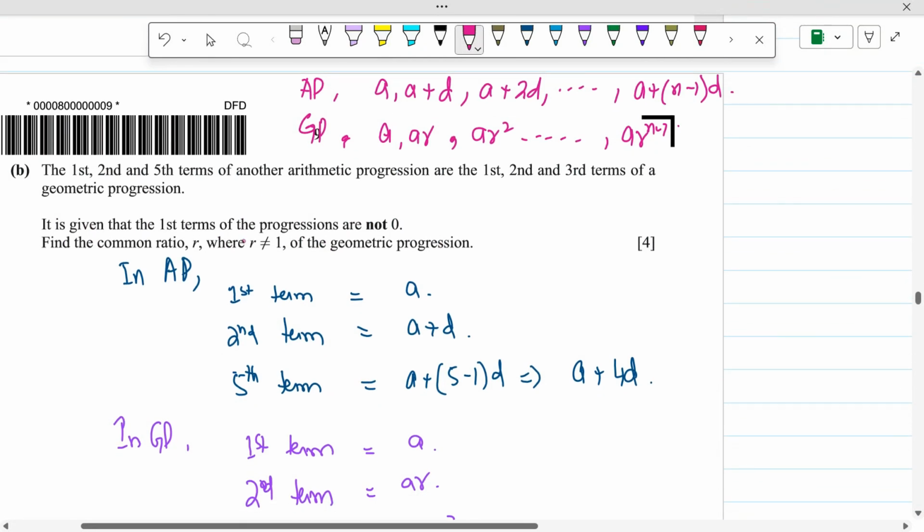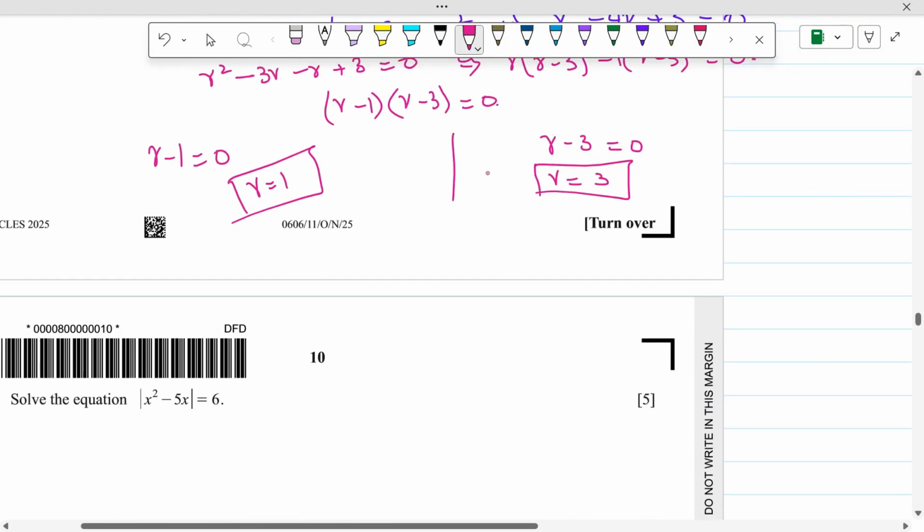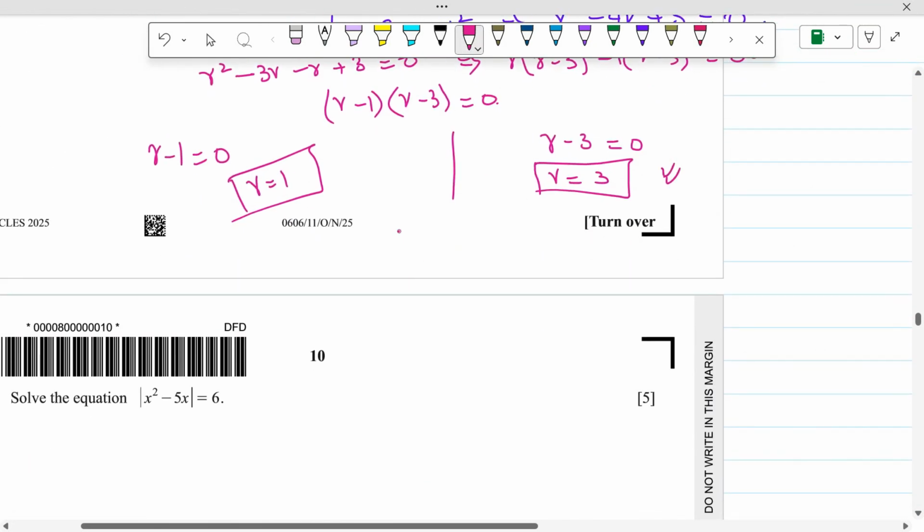It is given that r should not be 1, so we will consider this value. So we can say that r equal to 3 is the final answer.